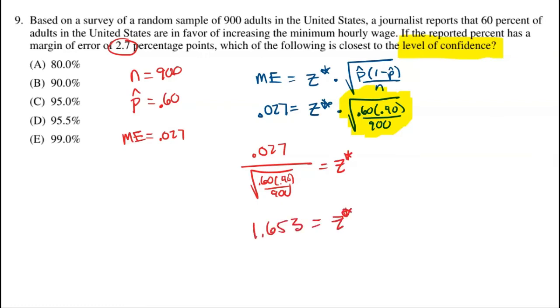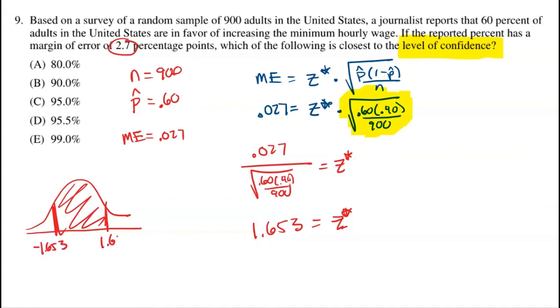Okay, that's great, but how do I find my level of confidence based on that? Well, remember how we get z-stars working forward. If we construct that sampling distribution, our level of confidence is where we're expecting the majority of samples to be, in the middle. And our z-star is the critical z value for where that center area begins and ends. So that's exactly what the 1.653 is. This would be negative 1.653, and this would be positive 1.653.